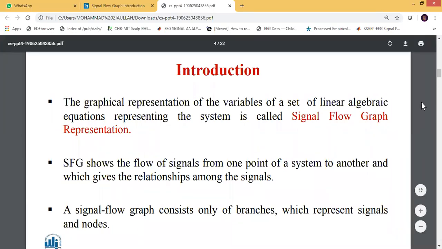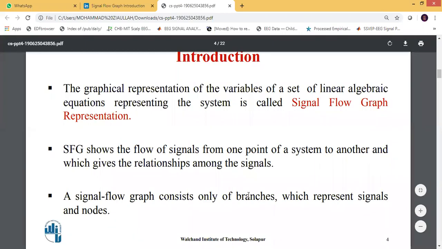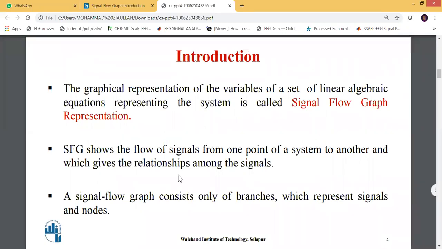Basically, the signal flow graph consists of branches, which represent signals, and nodes. As we have seen in the block diagram, the basic elements were the transfer function block denoted by G, summing points and takeoff points. Similarly, here the signal flow graph consists of branches. Just like a tree has branches, signal flow graphs also have branches; it can be one branch or many branches. They represent the signal, and there are also nodes.